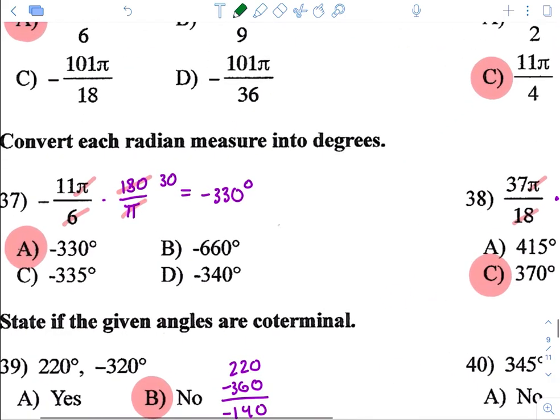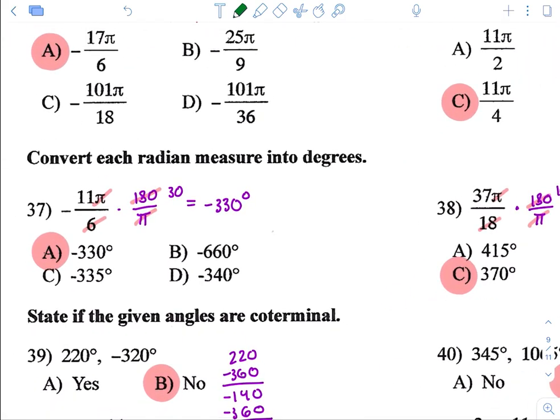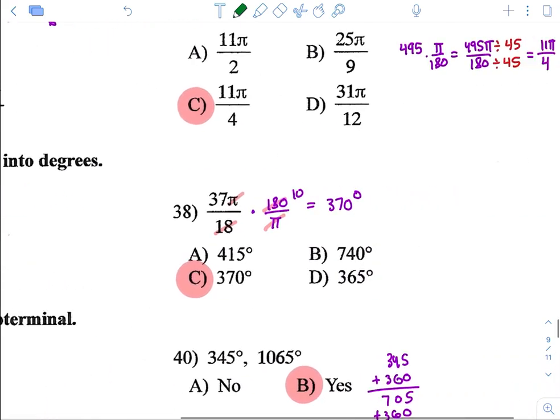Now to convert from radians to degrees, you have to multiply by not pi over 180, but 180 over pi. So with 180 over pi, I canceled off the pi's, and then I recognized that 6 can be canceled with 180. So 180 divided by 6 gives me 30. 30 times negative 11 is negative 330 degrees.